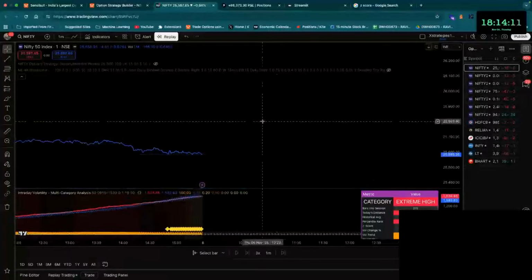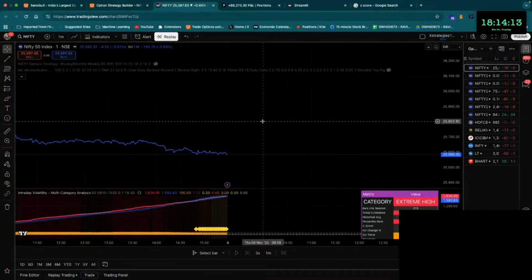Go to Nifty Probability Indicator. If you have any questions, feel free to ask me.